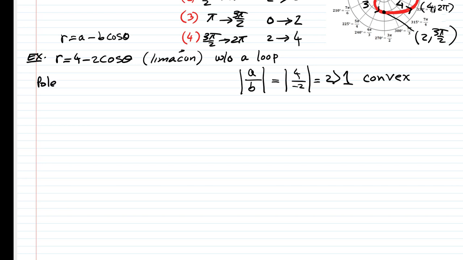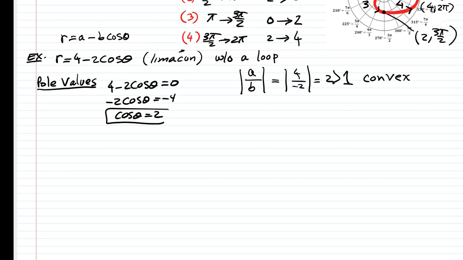Okay, so let me see whether the graph is going to reach the pole or cross the pole. So I'm going to find pole values, if they exist. For that, we set the equation equal to 0. So this means negative 2 cosine theta equals negative 4, or, dividing by negative 2 on both sides, cosine theta equals 2. And of course we know that the range of cosine is negative 1 to 1. It can never equal 2, so there are no pole values.